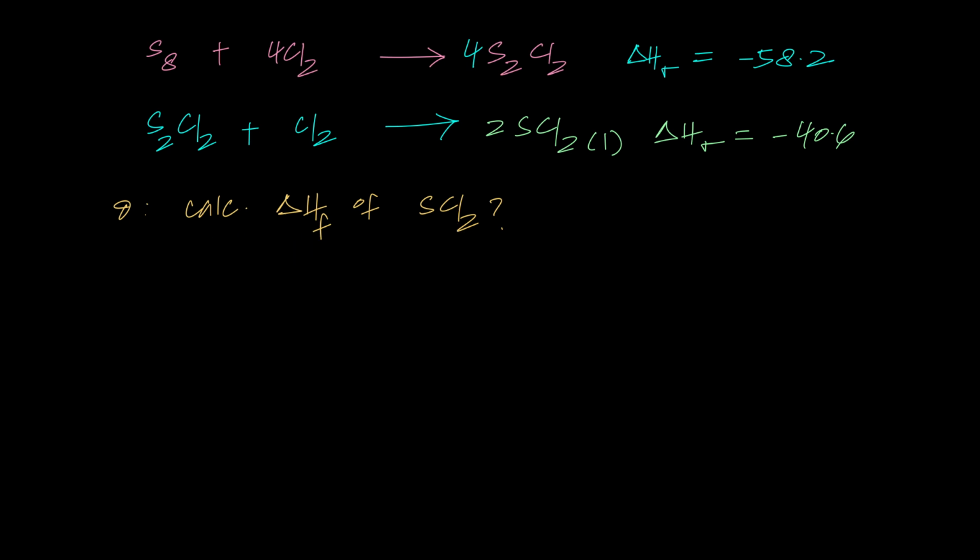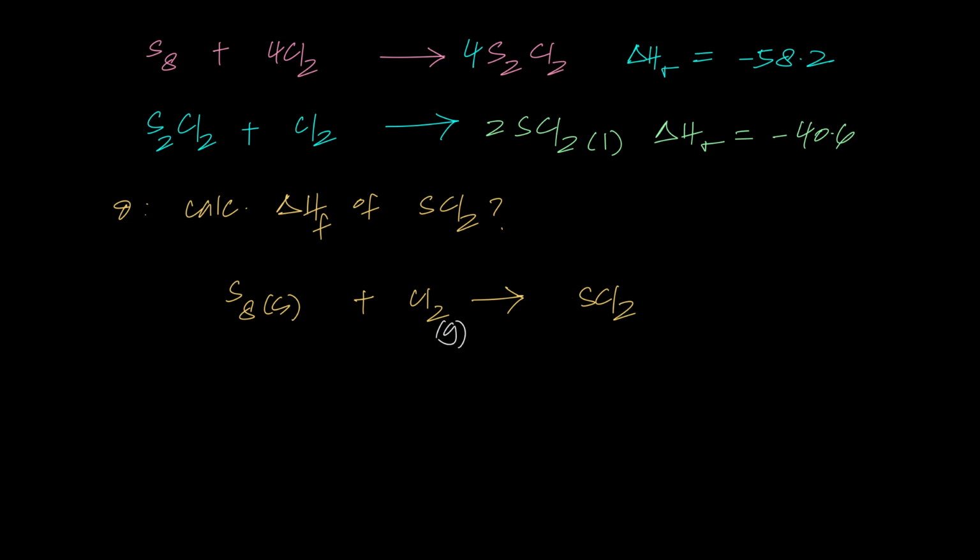First of all, let's write the equation for it. You know that sulfur in its solid state, in its standard state, is S8. So S8 solid reacts with chlorine and gives you SCl2. And since this is the enthalpy change of formation which we need to find, everything else must be balanced. This should be 1 mole, because enthalpy change of formation is for 1 mole of a substance forming from its elements in their standard states.